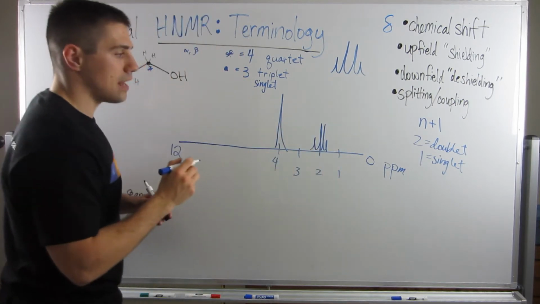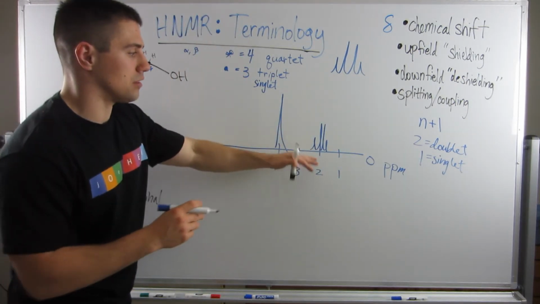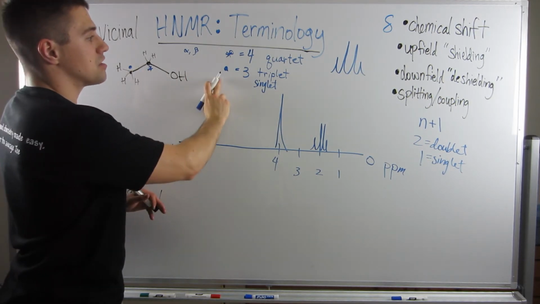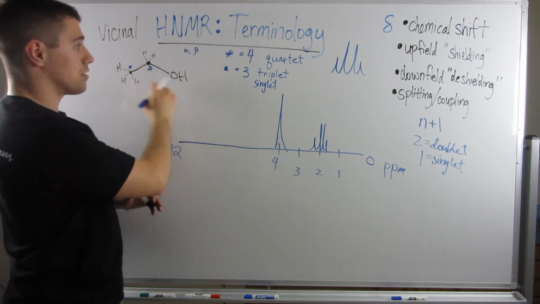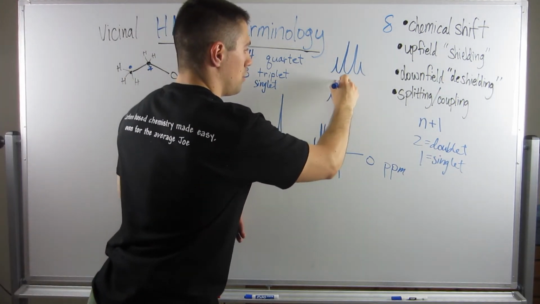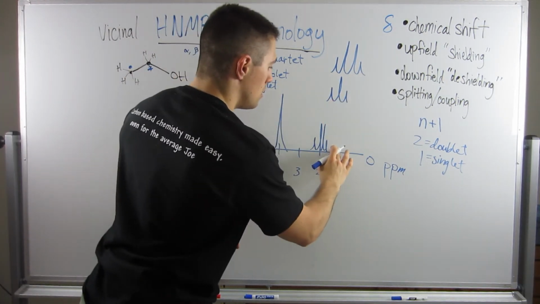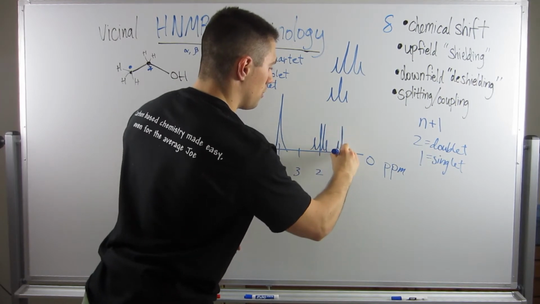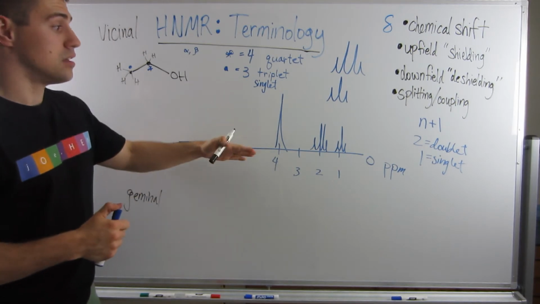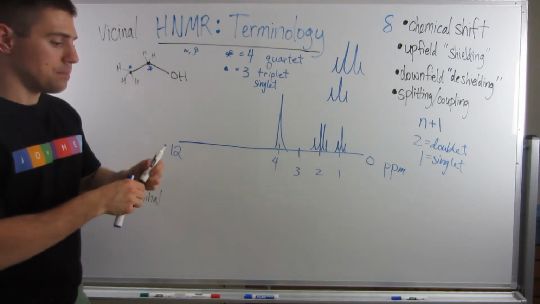So there would be your quartet, and again, I'm not the best artist, this would probably be a lot more compact. Then you'd go ahead and look at the last pair, the CH3, it's a triplet. Triplets look like this: one little one, big one, little one. So I'm just going to do one little one, big one, little one. So this is the spectrum we would expect for ethanol.